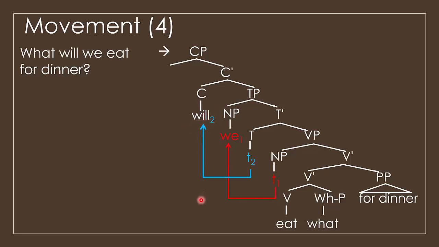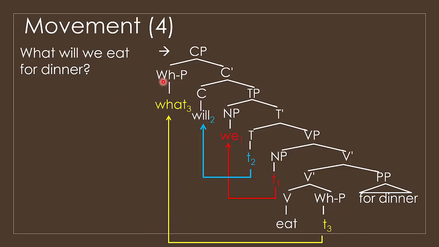And then we have another movement, namely the movement of what over here. What is produced as the complement of eat within the VP, and then it moves to the empty position over here. So this is the WH phrase position. What will we eat for dinner?